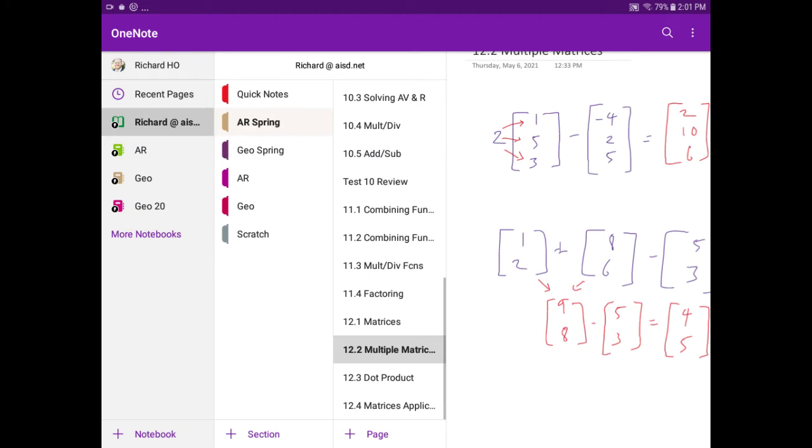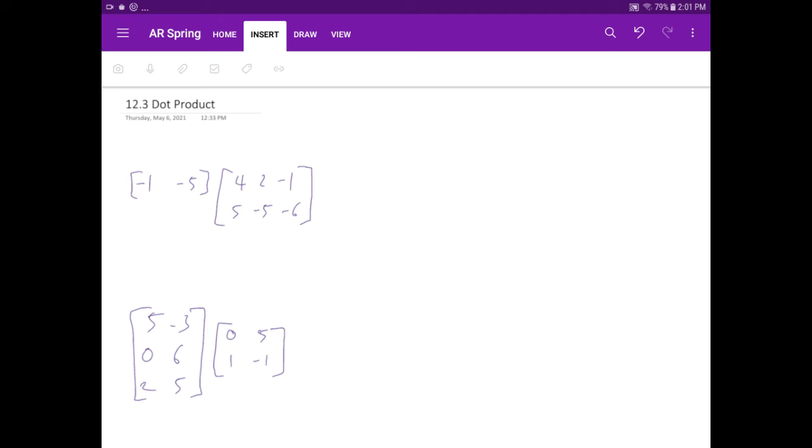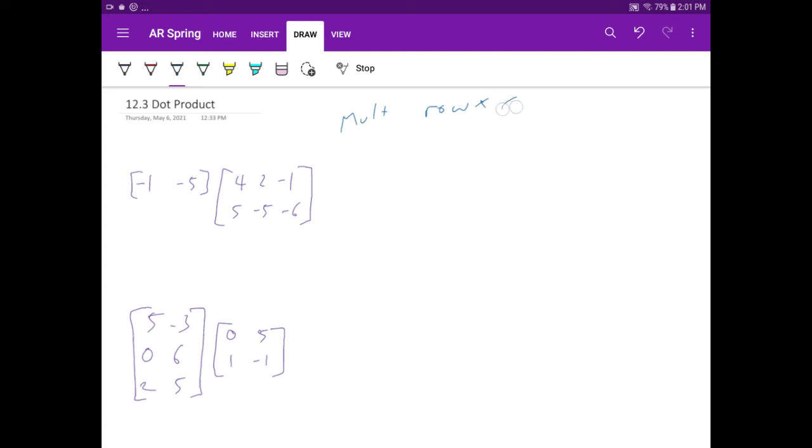Let's go into the dot product. So dot product, you're going to multiply the row times the column. So you do this times this, and it'll give you this.